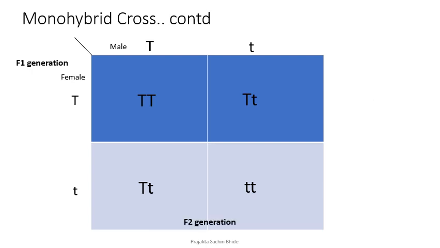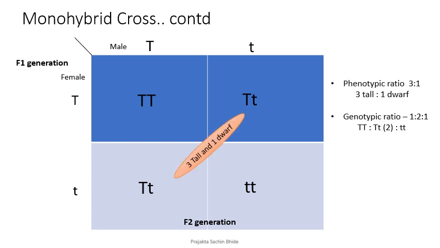Now, this is my F2 generation. How many tall? 1 tall, 2 tall, 3 tall. 3 tall, 1 dwarf. So the phenotypic ratio, the phenotype, the features, is 3 tall to 1 dwarf. Genotypic ratio, I have 1 is to 2 is to 1. 1 for this TT, 2 for the Tt, and 1 for the small tt. So this is what it means when I say a monohybrid cross.